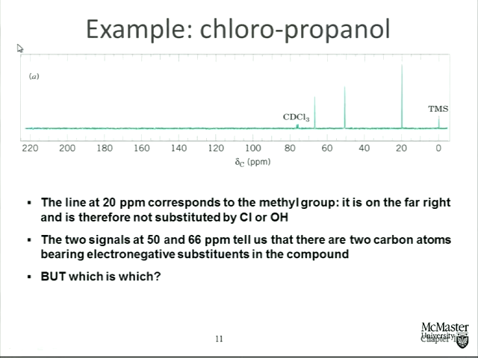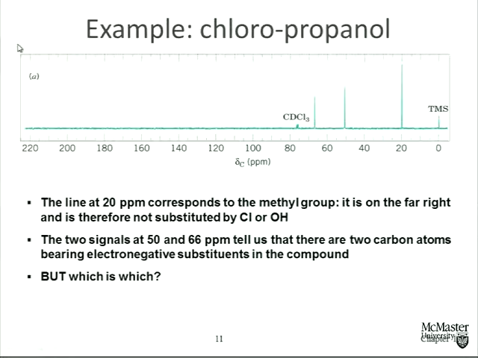Okay, so now let's look at our chloropropanol again. The line at 20 ppm corresponds to the methyl group on the far right, right? So we said that our chart shows that anything around about 20 ppm is a carbon that does not have any electronegative atoms attached. The other two have electronegative atoms, one at 50, that's the CCl carbon, and one at about 65, 68, and that's the carbon bearing the hydroxy group.